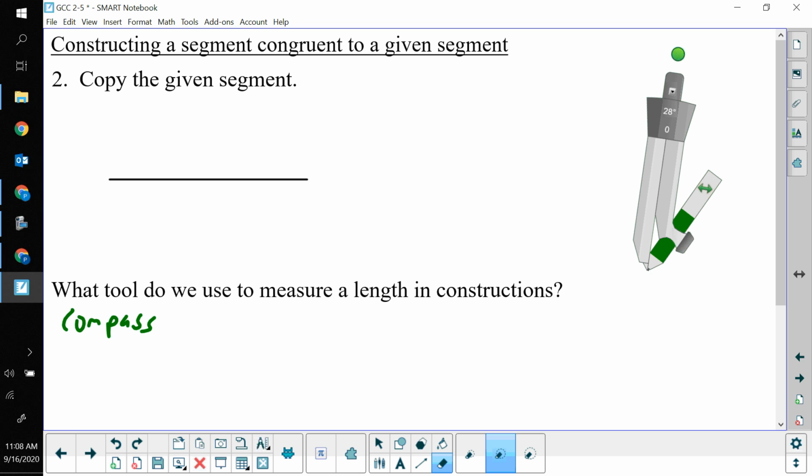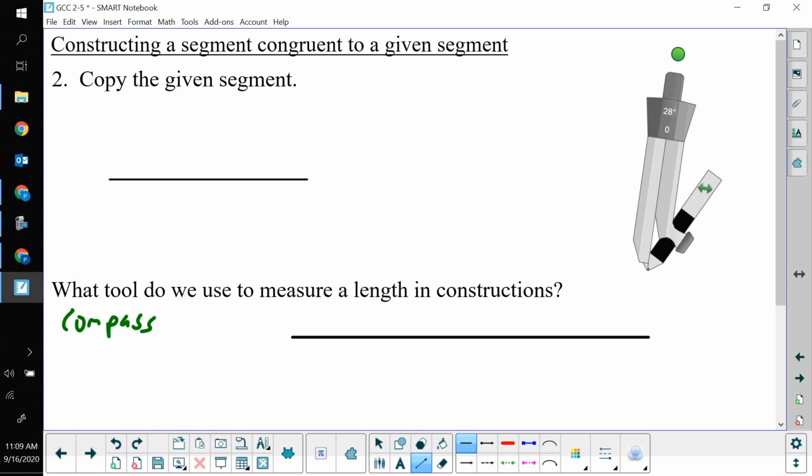So to construct a segment with a given length, we want to copy the length of that segment. So first thing you do is using your straight edge, make a line segment that's longer than the one that we want to copy. Now it's helpful to have, first off, I would say be using pencil with these, but you want to have an additional pencil probably in addition to the one that's in your compass. It's usually easier to do that than have to draw with the one with your compass.